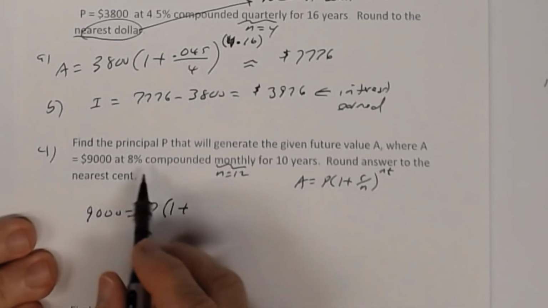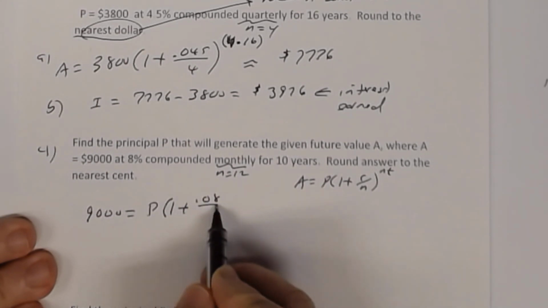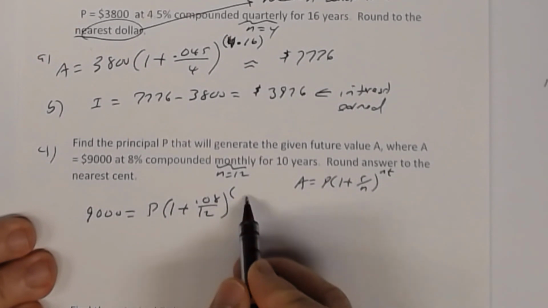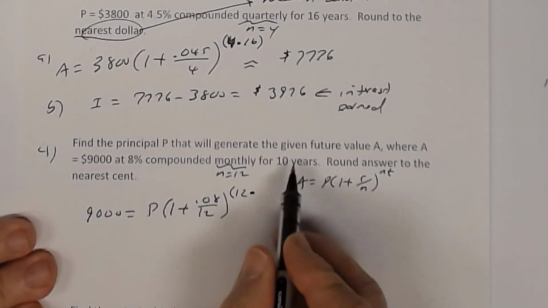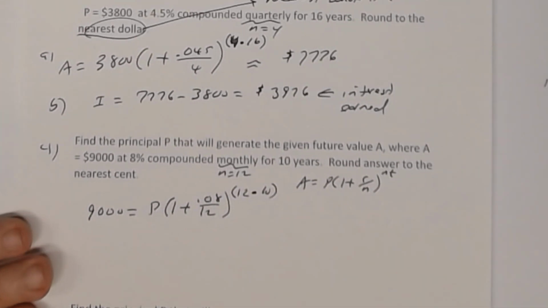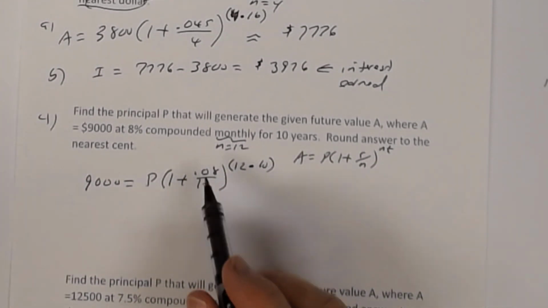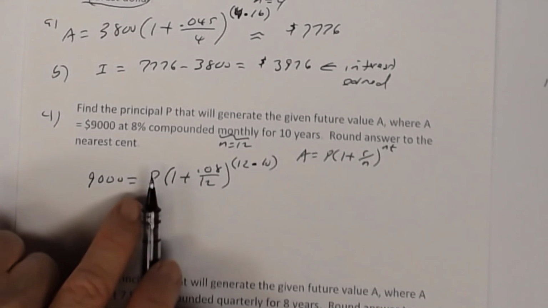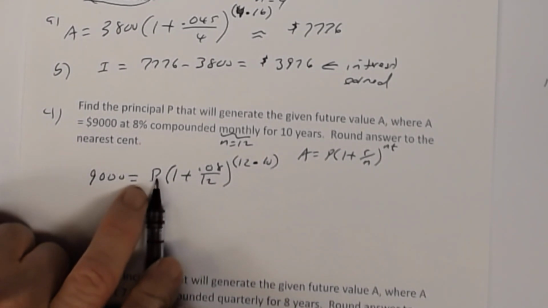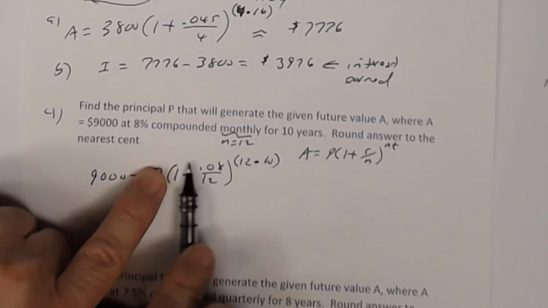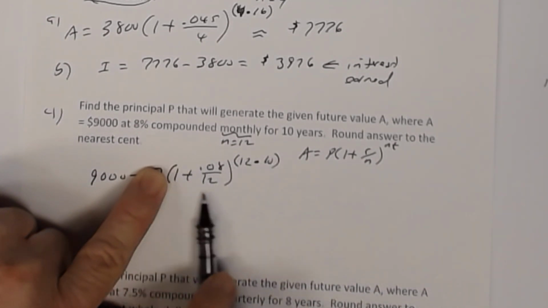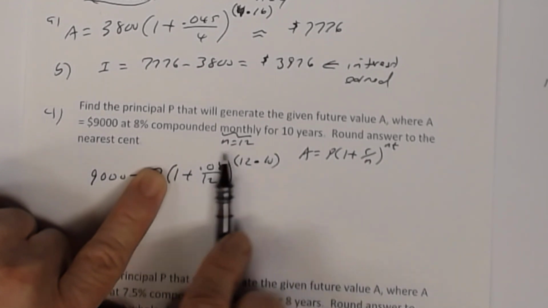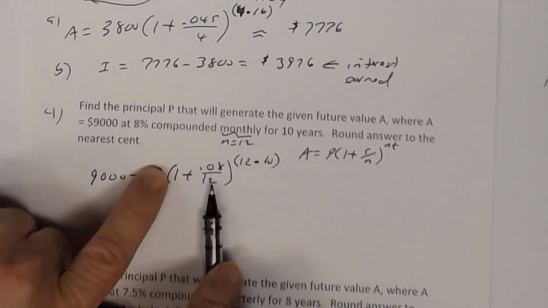1 plus r, which is 0.08, divided by n, which is 12, raised to, in parentheses, n, which is 12, times 10. Okay? And then what I would do is this. Now notice your variables here, right? So I would figure out what this little part right here is, and you're going to see what's going to happen in a little while. It's going to make sense to you what's happening.